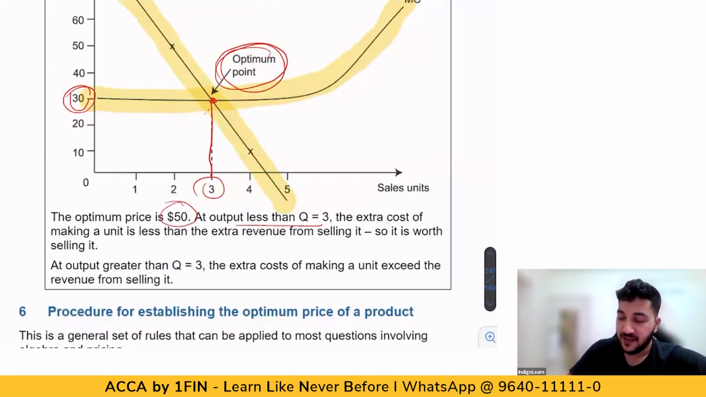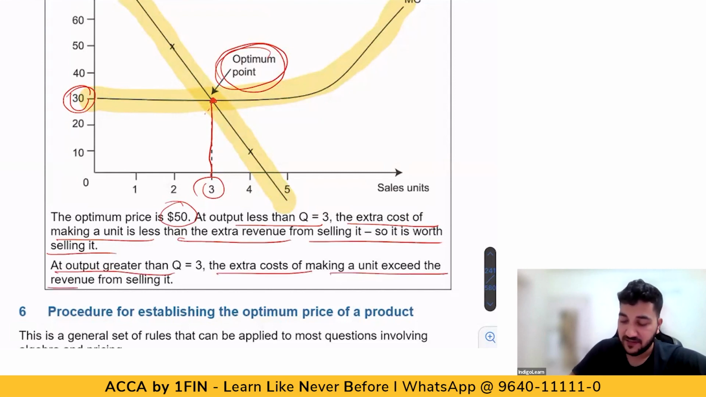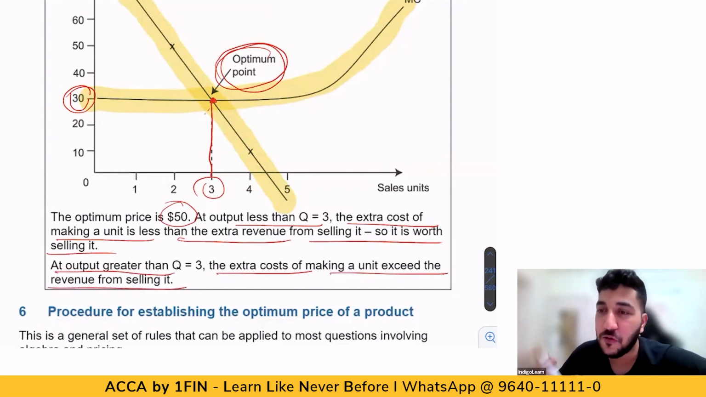At output less than Q equal to 3, the extra cost of making a unit is less than the extra revenue from selling it, so it's worth selling it. At output greater than 3, the extra cost of making a unit exceeds the revenue from selling it. Same thing I told about the ice cream factory. You hire an extra person or not, you have to see what is the cost of that person and what is the revenue he brings. So optimum is 3.